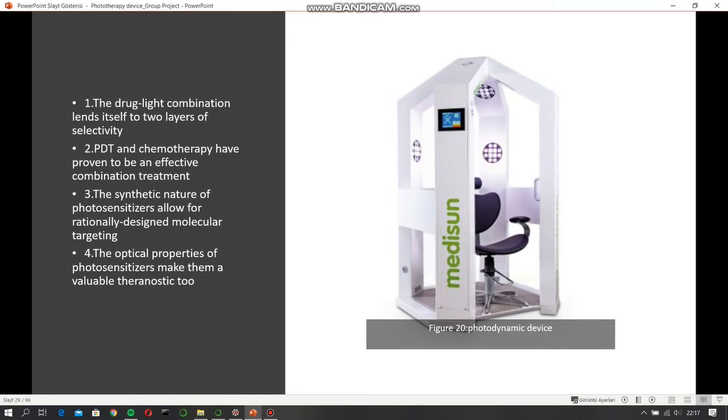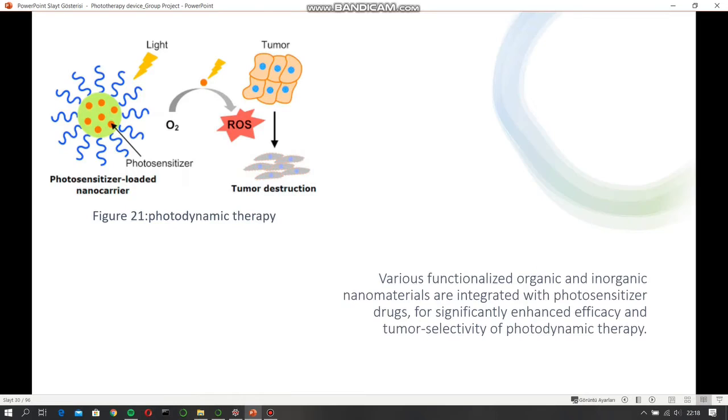In the first one, the drug-light combination lends itself to layers of selectivity, and the second, photodynamic therapy and chemotherapy have proven to be an effective combination treatment. And the third, the synthetic nature of a photosensitizer allows rationally designed molecular targeting. And the last and fourth one, the optical properties of photosensitizers make them a valuable theranostic tool.